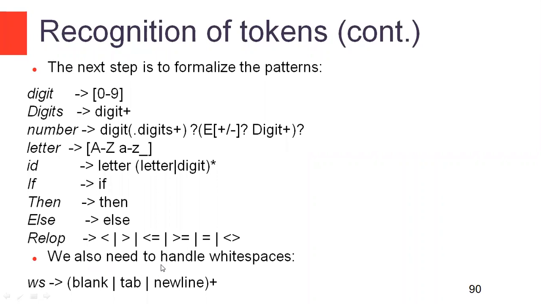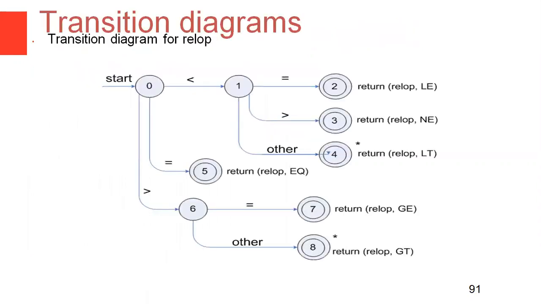And we also need to handle white spaces. So for those white spaces we are having one condition, blank or tab. Blank means, when we are writing a source program, we have to specify one blank, and this is the white space. Or tab is the white space, and new line is slash n. So those are the white spaces. Okay, so this is the recognition of tokens.